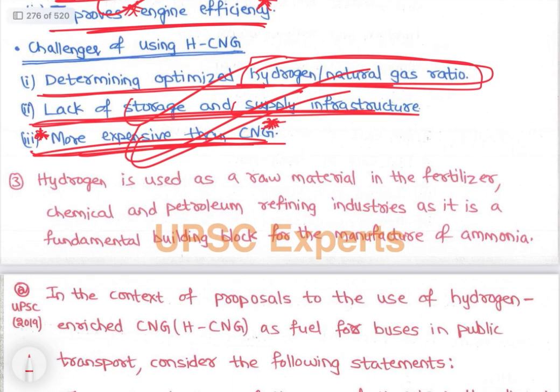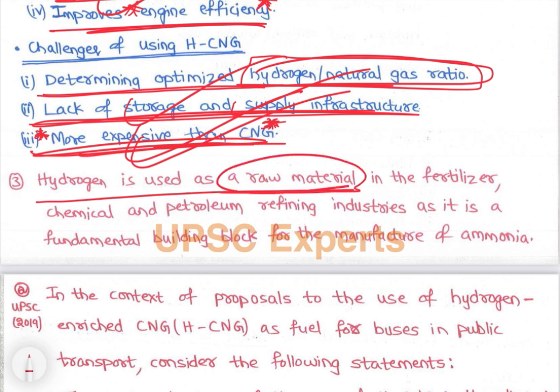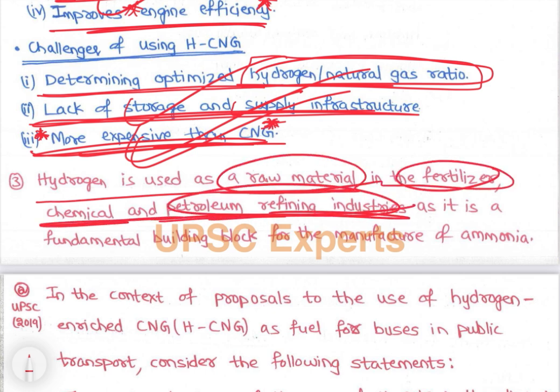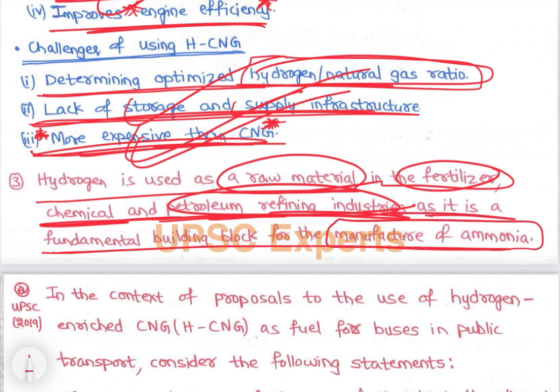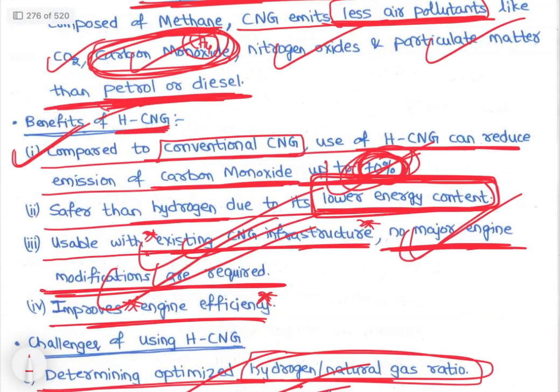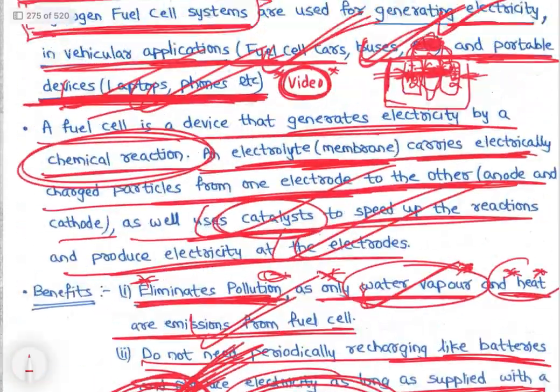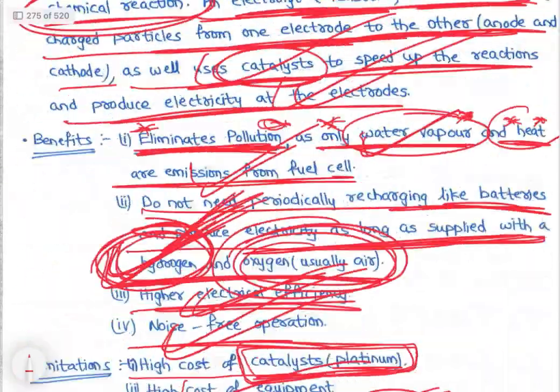Then the third application, right? The third application is hydrogen used as a raw material in fertilizer, chemical and petroleum refining industries, as it is a fundamental building block for the manufacture of ammonia. So the third application is the manufacturing of ammonia, where hydrogen is used. And the second application is hydrogen enriched fuel, so hydrogen fuel cells, right?